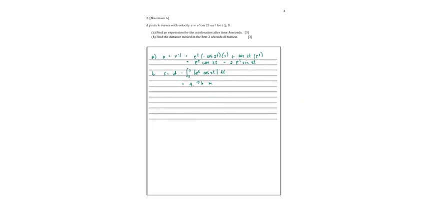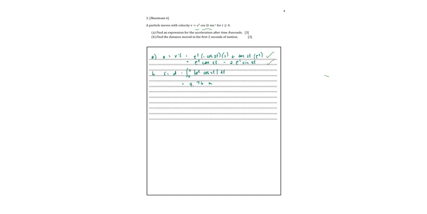Problem number 3. A particle moves with velocity as given, where the time is greater than or equal to 0. You have to find an expression for acceleration. So acceleration is the derivative of the velocity. So this one makes use of product rule. So the first term times the derivative of the second plus second term times the derivative of the first will give you this, and just arranging these terms you'll have this.